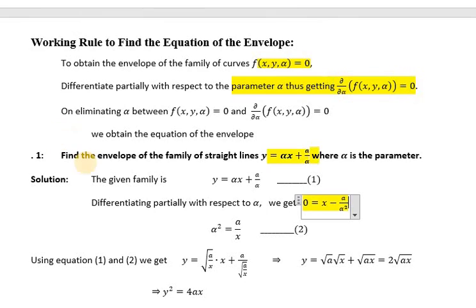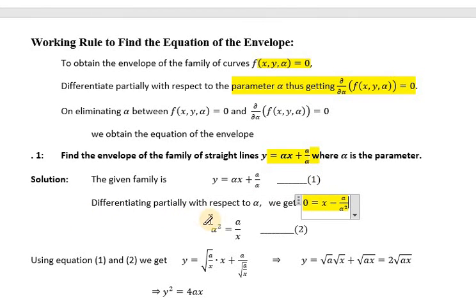Now, let us find the envelope of the family of straight lines y is equal to alpha x plus a by alpha, where alpha is a parameter. So, here the given family is y is equal to alpha x plus a by alpha. Take this given curve as equation 1.